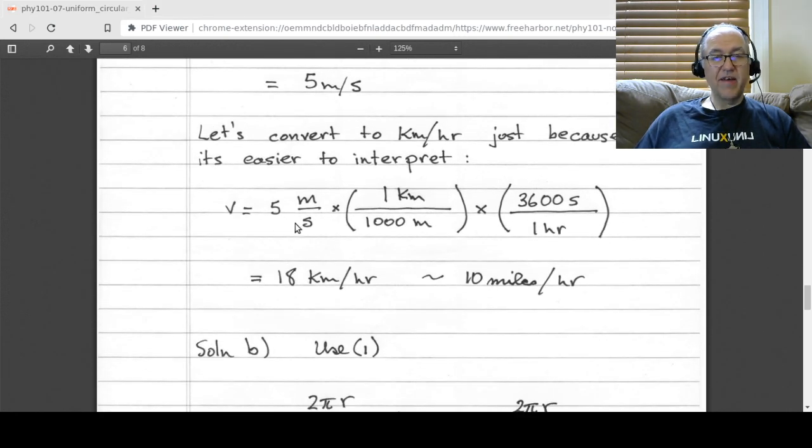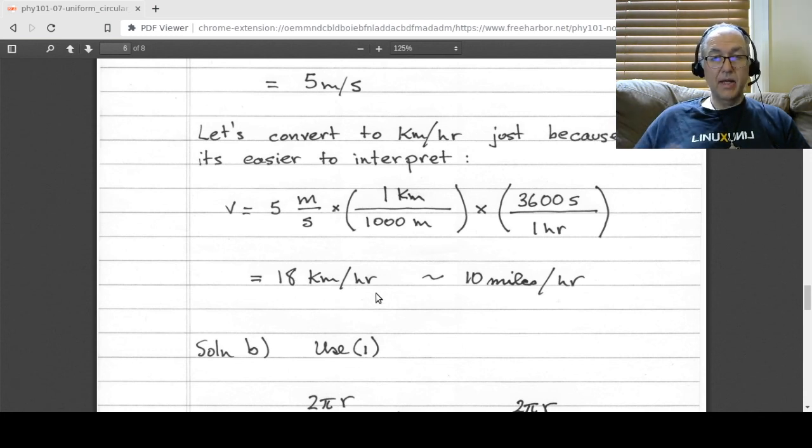So let's take a look here. We got the velocity is 5 meters per second. We're going to convert to kilometers per hour. And so this is the opposite of the problem that I did way back at the beginning when I showed you units. So we want to get rid of meters and go to kilometers. So 1 kilometer divided by 1,000 meters will eliminate the meters and give you kilometers. And then there's the seconds on the bottom, and you want to go to hours in the denominator. So 3,600 seconds divided by 1 hour. Multiply that out, it turns out to be 18 kilometers per hour.